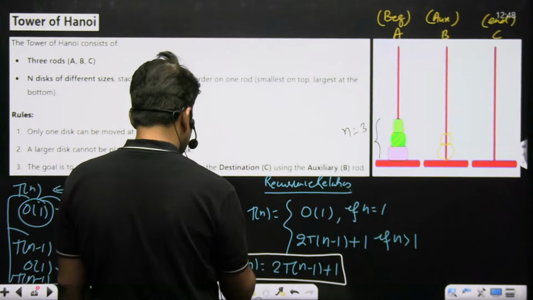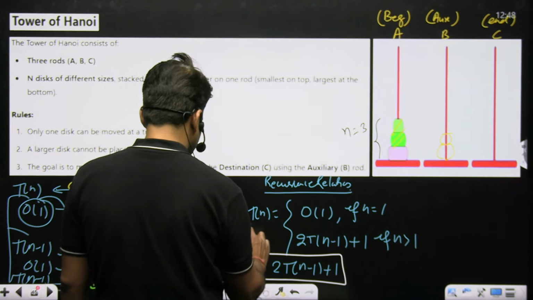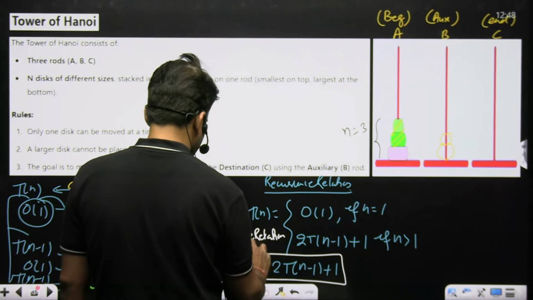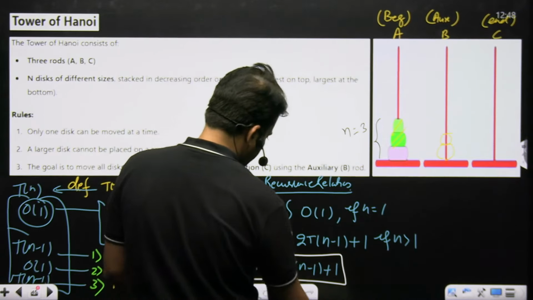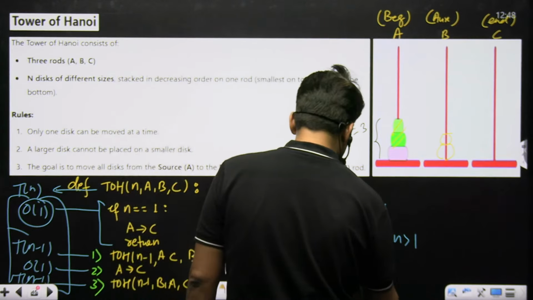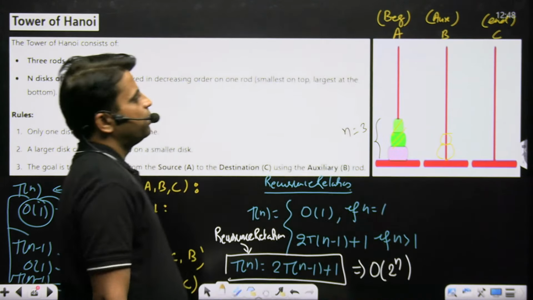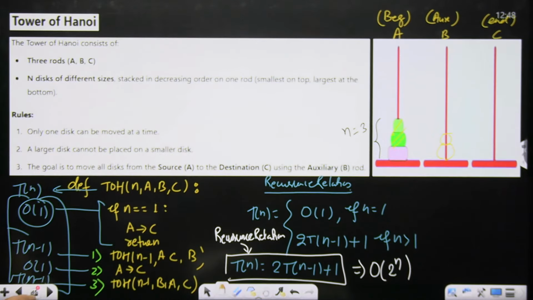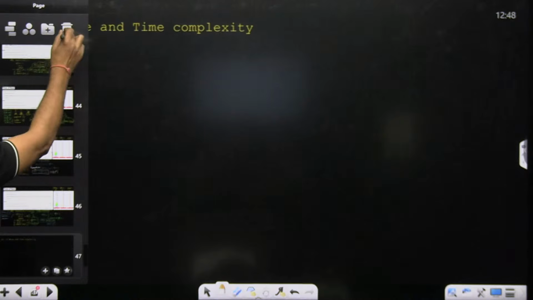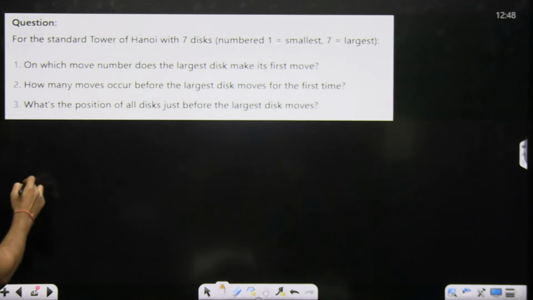So this is a recurrence relation, very important, many times it has been asked in exams. You can say here this constant, 1, means constant, either k or c. If you solve this recurrence relation, you will get the time complexity is order of 2 to the power n. Understood? So that's all in Tower of Hanoi. Now this is homework for you, try it yourself.